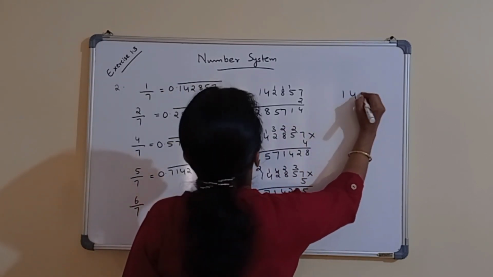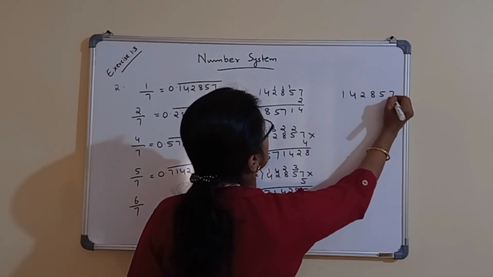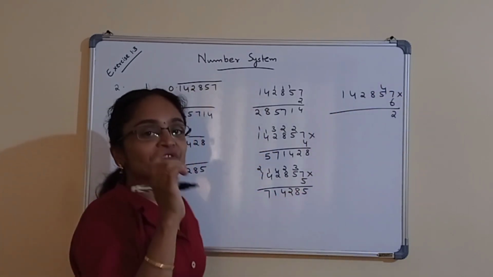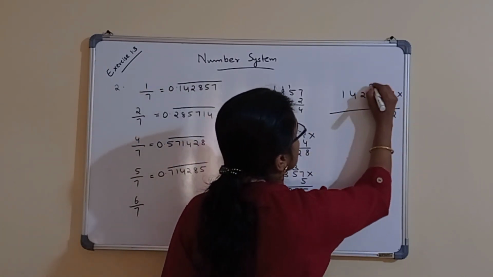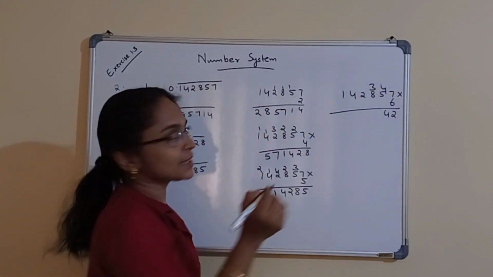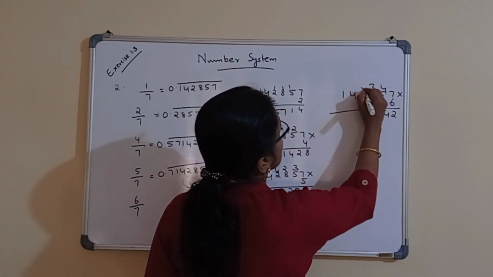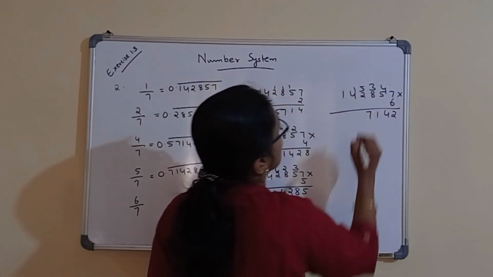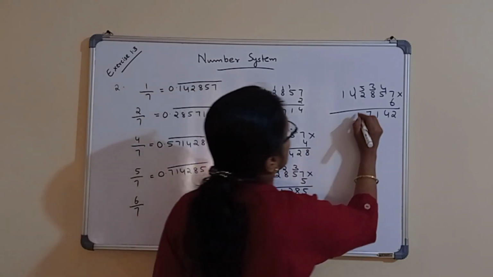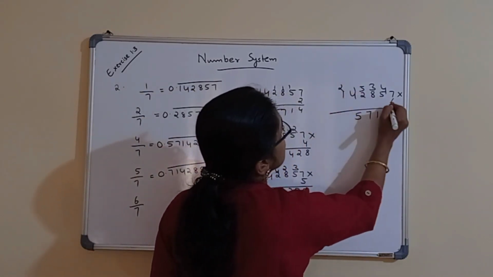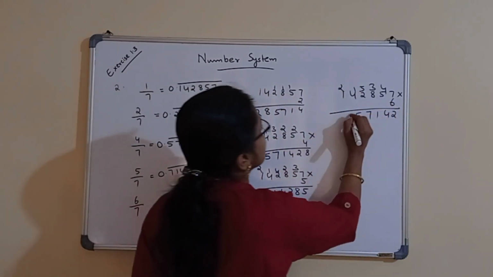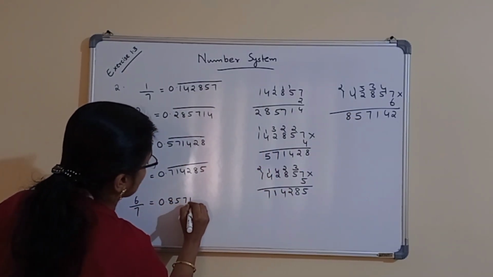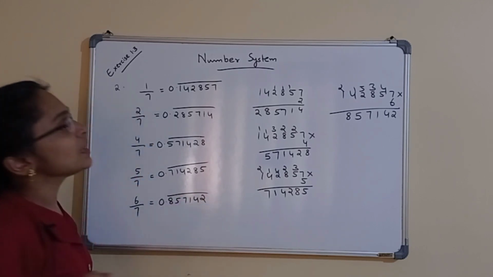Now 6 by 7. So multiply this 142857 by 6. 7 sixes are 42. Then 5 sixes are 30 plus 4 is 34. 8 sixes are 48 plus 3 is 51. 2 sixes are 12 plus 5 is 17. 4 sixes are 24 plus 1 is 25. 1 into 6 is 6 plus 2 is 8. So we have 0.857142 and this will repeat.